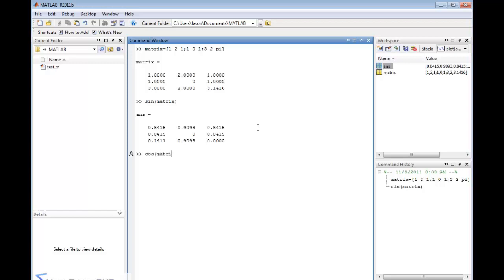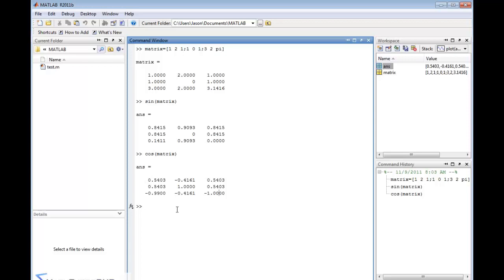If you do the cosine, you have the same thing. Cosine of pi, from the original matrix, is -1. So you can see it's functioning. These other numbers, 1, 2, 1, are all treated as radians, so this is 1 radian, 2 radians, and so on. Sine, cosine, tangent, secant, cosecant, all of those trigonometric functions that we've learned up till now can be applied to matrices, and they're applied element by element. So that's really easy to do.